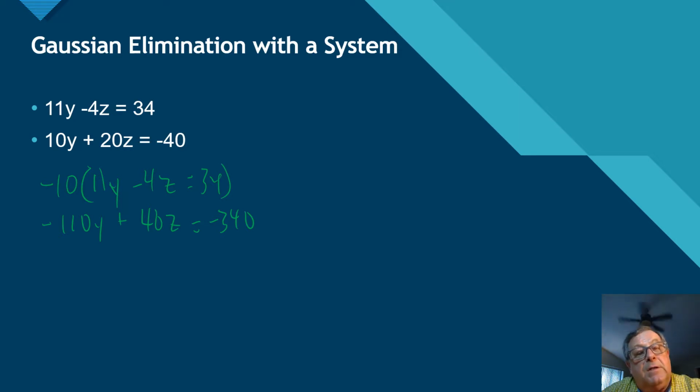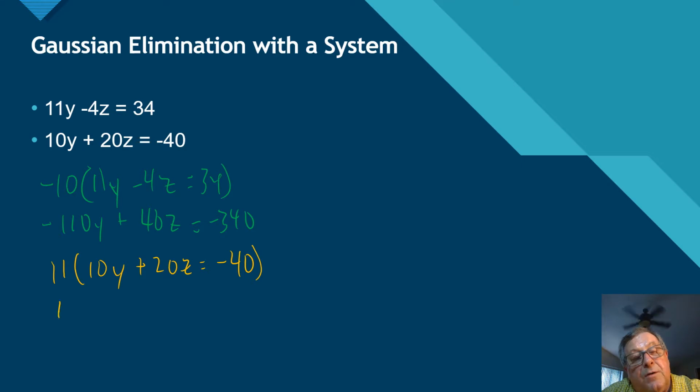Now let's take 11 times 10y plus 20z equals negative 40. 11 times 10 is positive 110y, 11 times 20 is 220z, and 11 times negative 40 is negative 440.